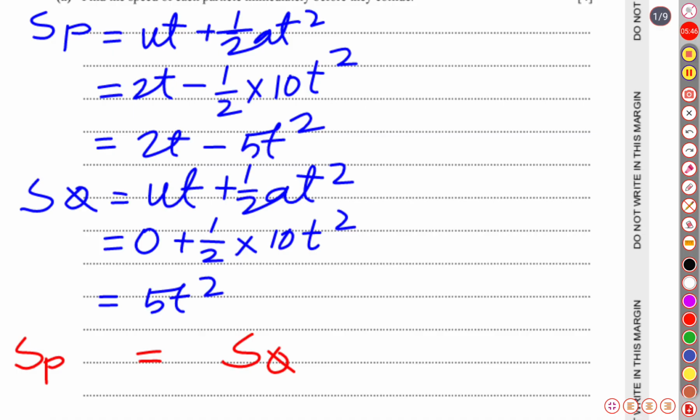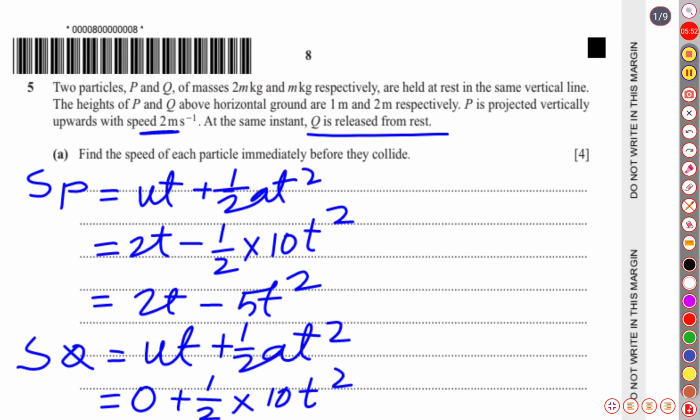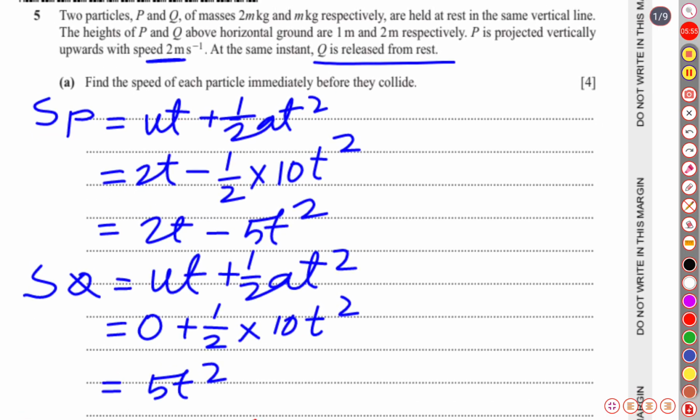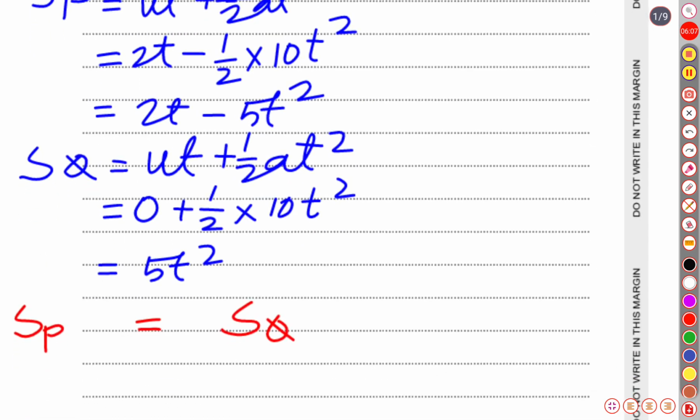Now whether the displacement and height should be the same, our concept is that the height should be the same. Let us see what is written about P. Look at this, P is already 1 meter above the horizontal ground. It was projected vertically upward, so it's already 1 meter up. So from the ground, we will have to add 1 meter.